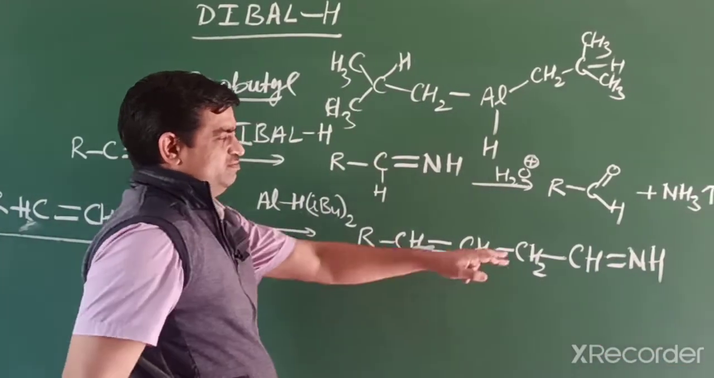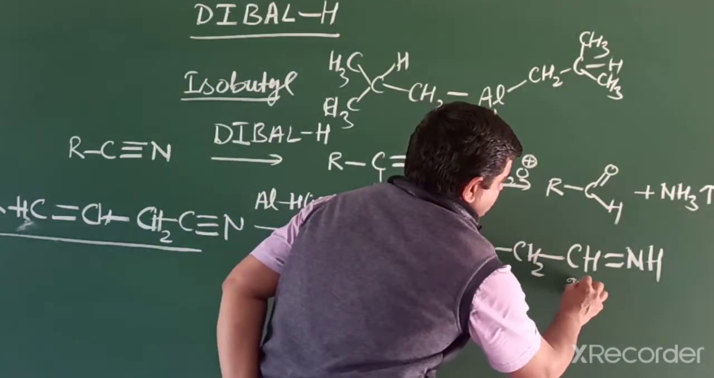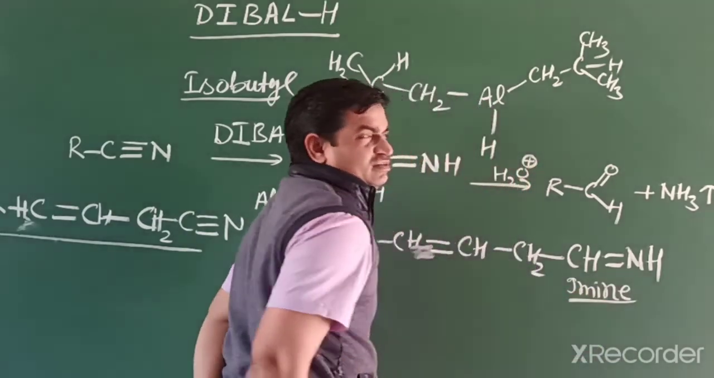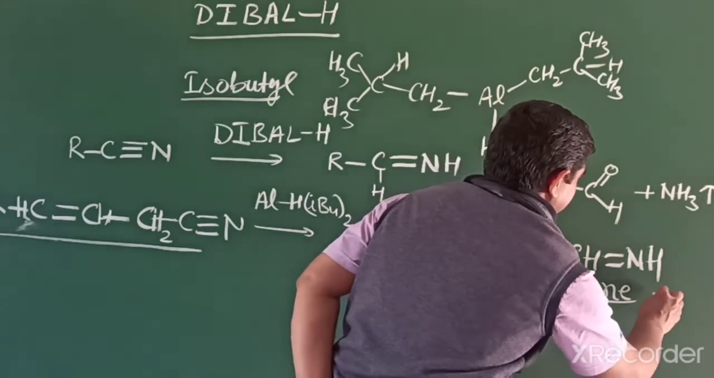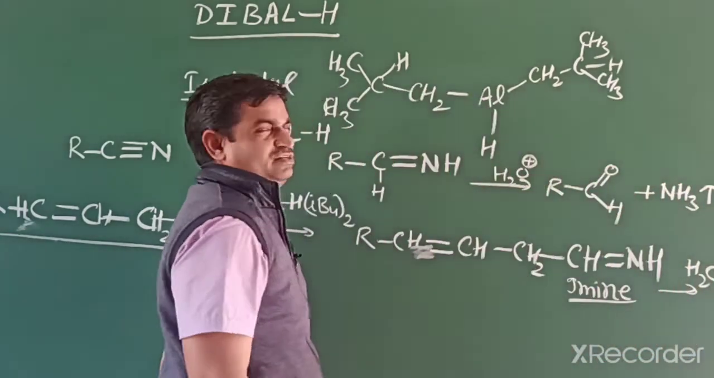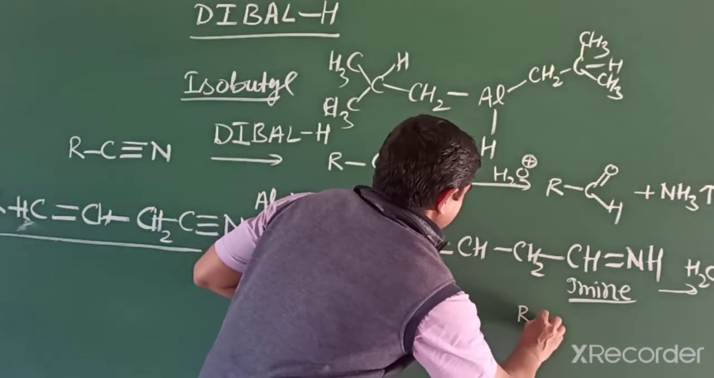This compound, when nitrogen is attached with a double bond, is known as an imine, I-M-I-N-E. It has both the ene and amine parts, and on further hydrolysis we get the product that we actually want, converted into aldehyde.